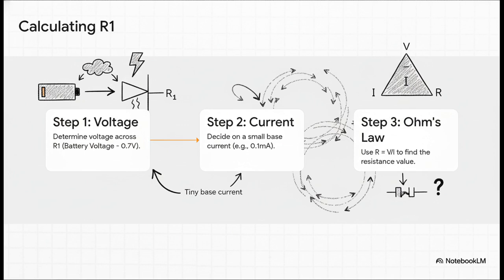Then we decide we want a really small base current, like 0.1 milliamps. Now we can use a super basic rule called Ohm's law. Don't worry, it's easy. It just says resistance equals voltage divided by current. You do that quick bit of math, and boom, it tells you the exact resistor you need for perfect control.